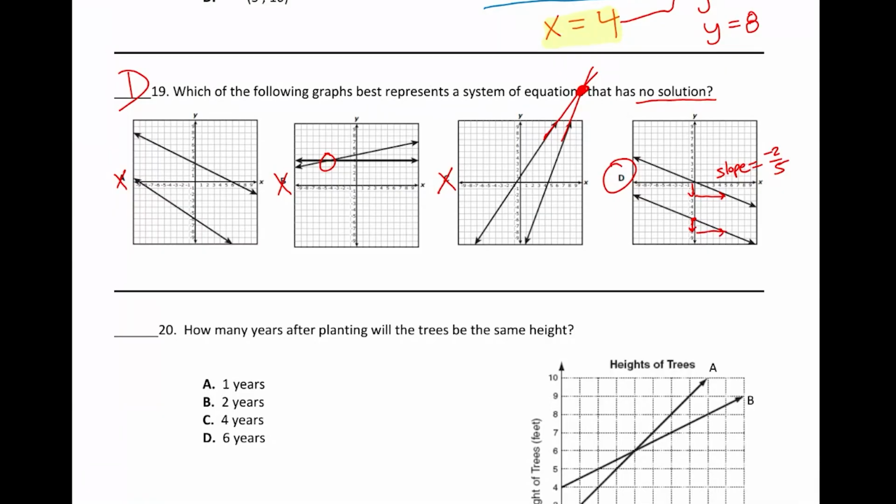However, if I check the slopes on A, it looks like the top one's going down 2 over 4. So that'd be negative 1/2, or negative 2 over 4. But if I check the next one, it looks like it's going down 2 over 3. So the slopes are not the same. And it's not as obvious as answer choice C, but if you're not sure, you can always check the slopes like that.